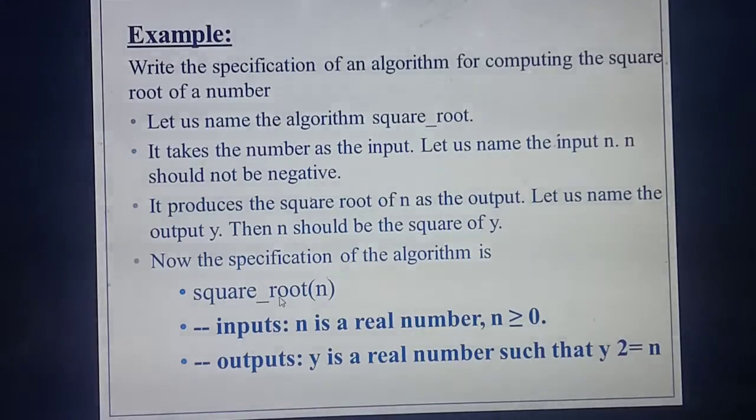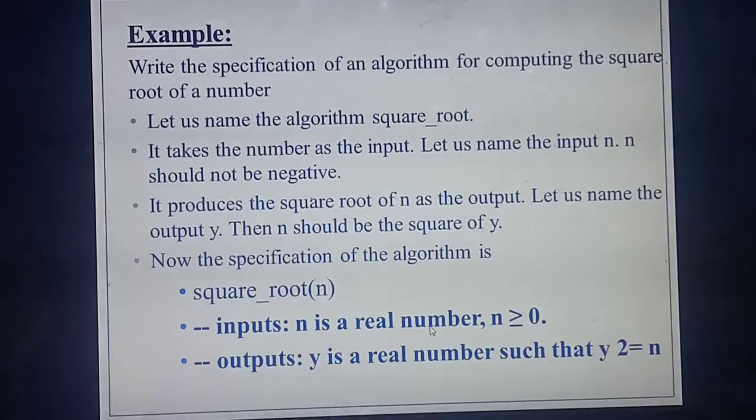See, the first line is the name of the algorithm. What's the name of the algorithm? Square root. So inside, what do you need to give? Input. So what's the input variable? N. Second line, what do you need to give? Property of the input. If you are giving property of the input, it always starts with a comment line. So what's the property? N is the input. Input means which variable? N. So it is a real number.